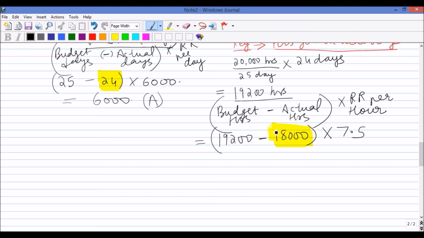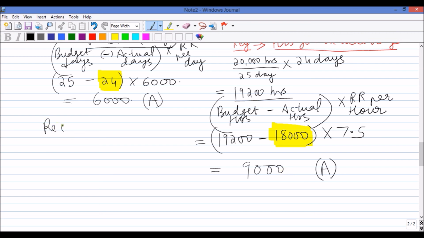Okay, now see, we are talking about working capacity. We are not talking about anything else. 19,200, and now it is 18,000 hours. It means our working capacity has decreased. So again, this is going to give us an adverse variance. This is the key of this chapter. 19,200 minus 18,000 into 7.5 is going to give me 9,000 adverse.